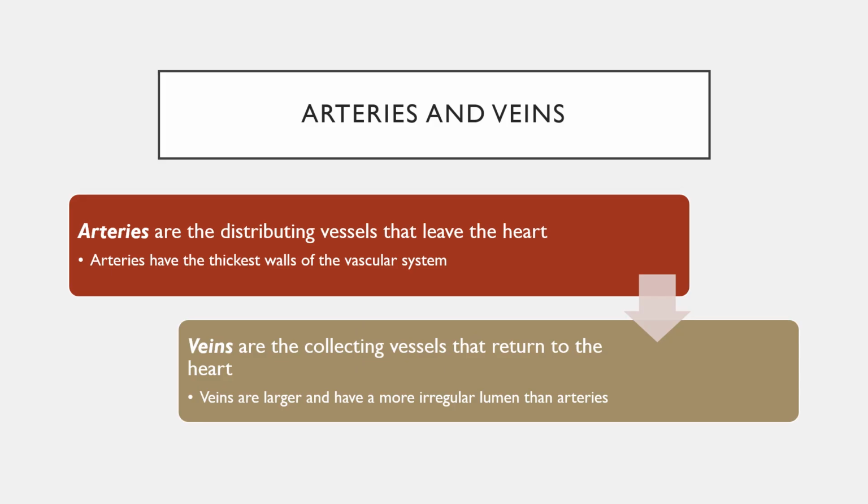Let's take a quick trip down memory lane to the old anatomy and physiology classes that we all loved. Arteries and veins, as you may recall, are the largest vessels in the body. Arteries are the distributing vessels that leave the heart, and they have the thickest walls of the whole vascular system. Veins, on the other hand, are the collecting vessels that return blood to the heart. Veins are typically larger and have a more irregular lumen than arteries, but they have thinner walls.